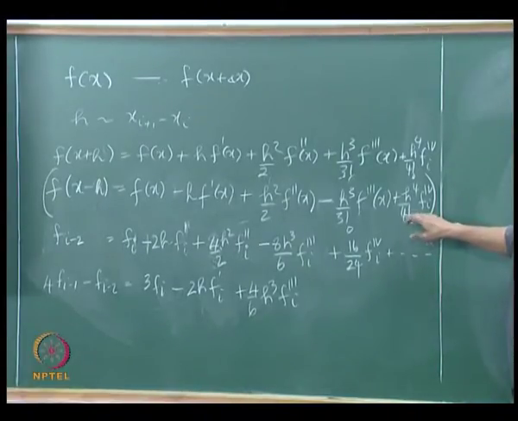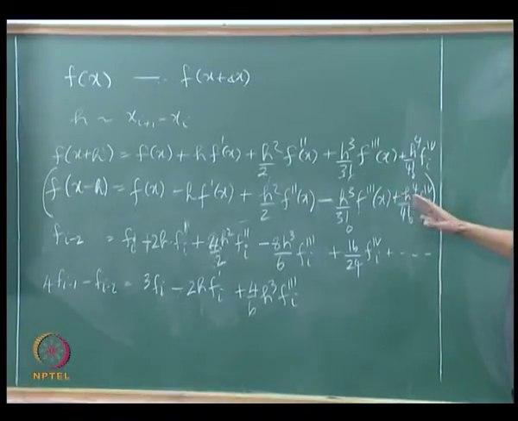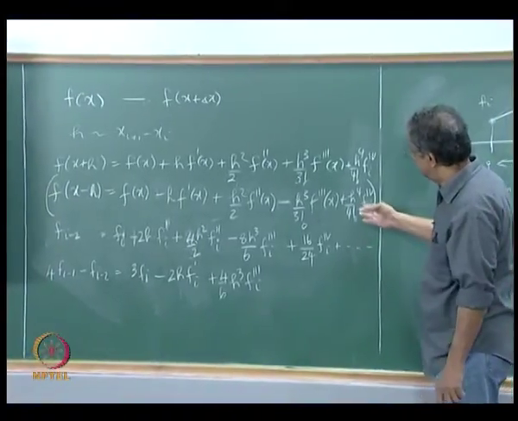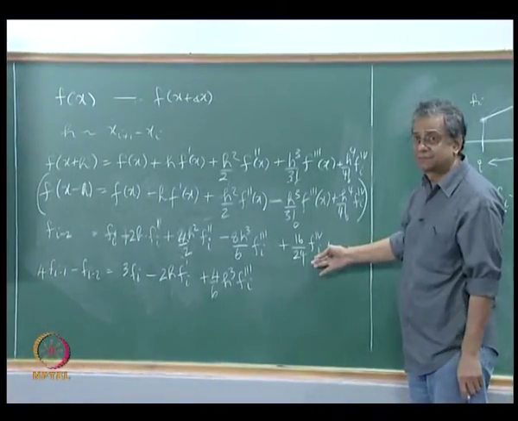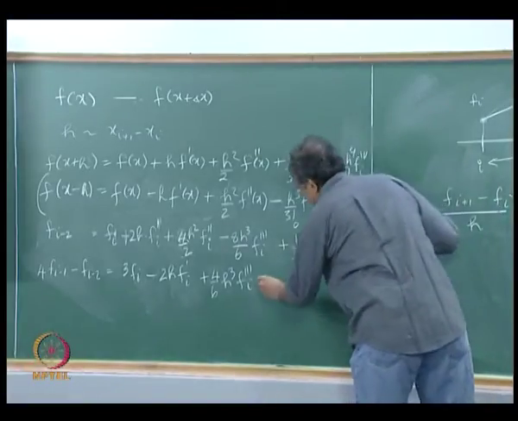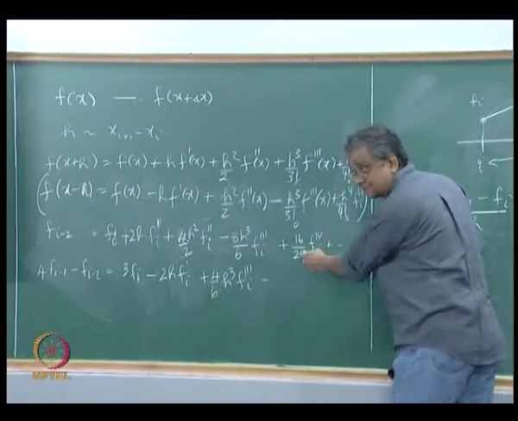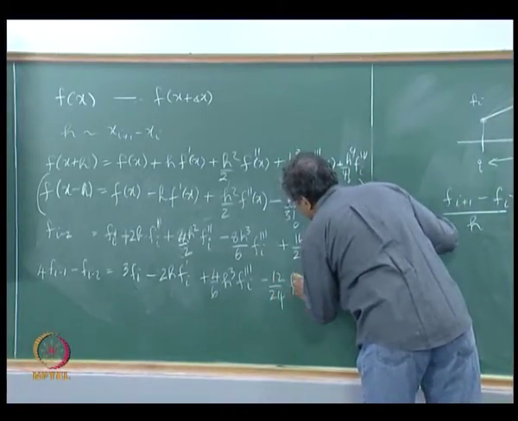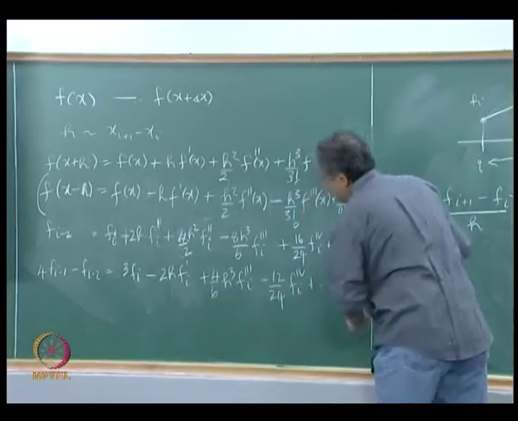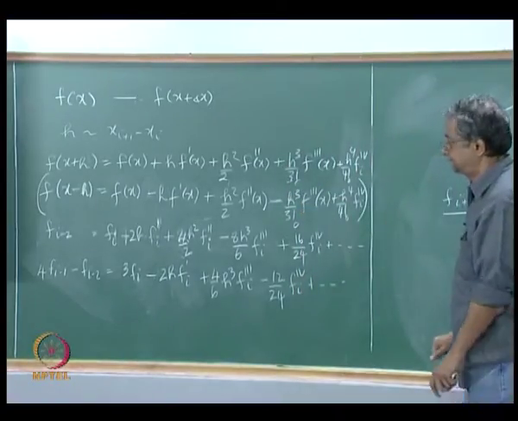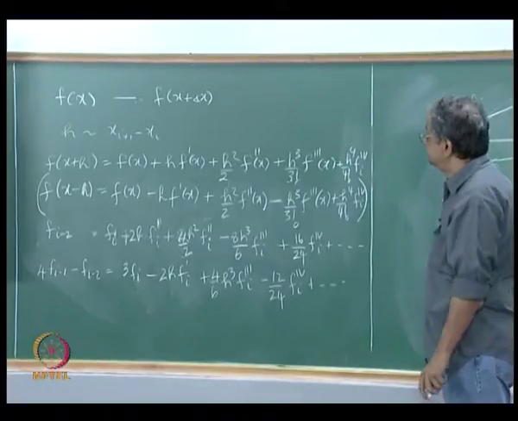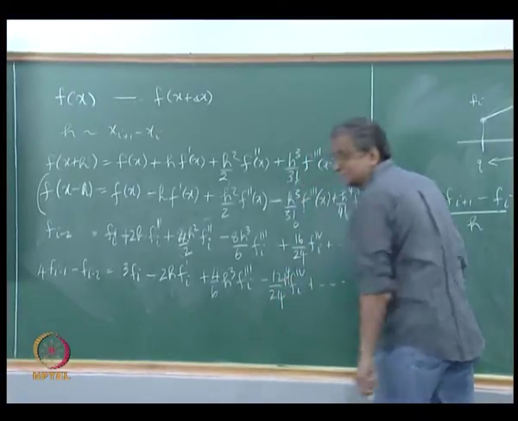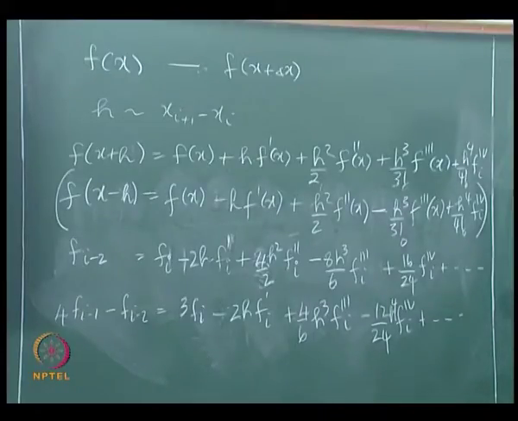I want to retain the fourth derivative. I have added the fourth derivative because I suspect that my truncation error is going to be like the fourth derivative. So there are 4 of these and 16 of these, minus 12 by 24 fourth derivative of f at i, and so on. h to the power 4 is the most important term, okay.